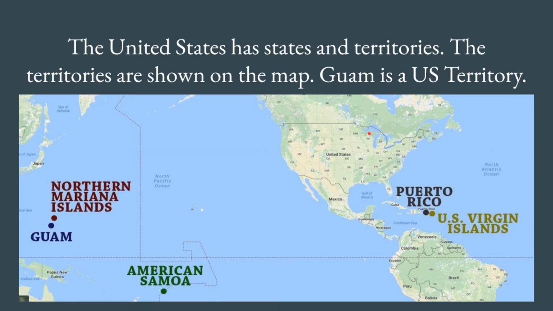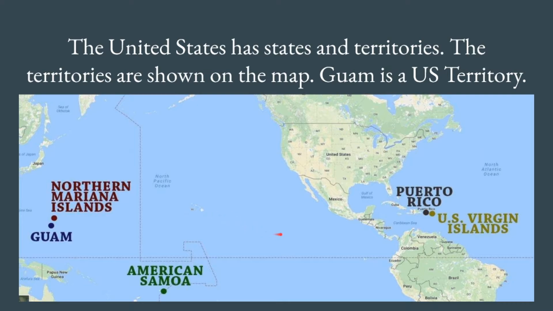There are also territories, and territories are lands that are in control by the United States. We have control of them, but they are not actual states. And so there are 5 territories that the United States have, and they're shown on this map. You have Puerto Rico, the U.S. Virgin Islands, then over here you got American Samoa, the Northern Mariana Islands, and then Guam is all the way over here.